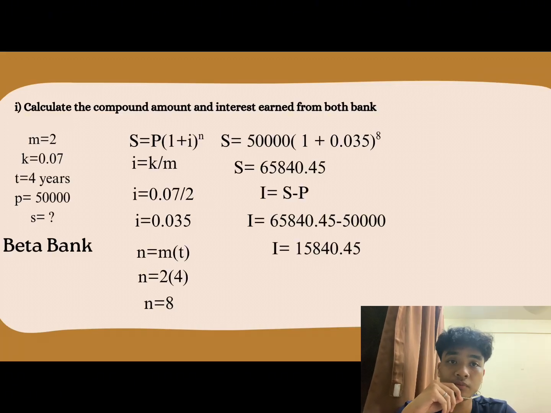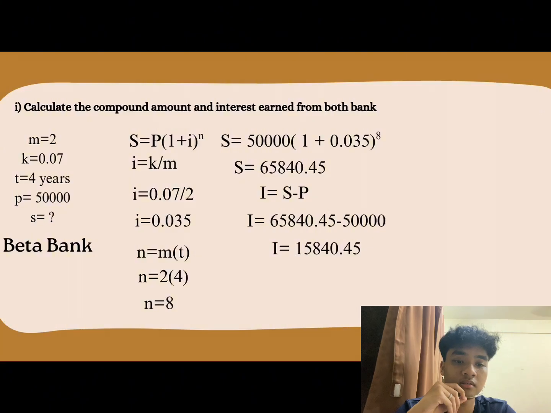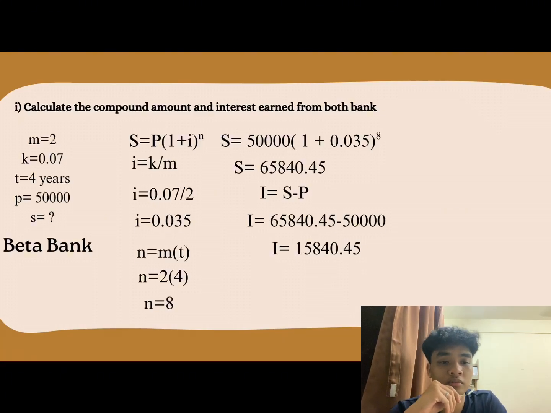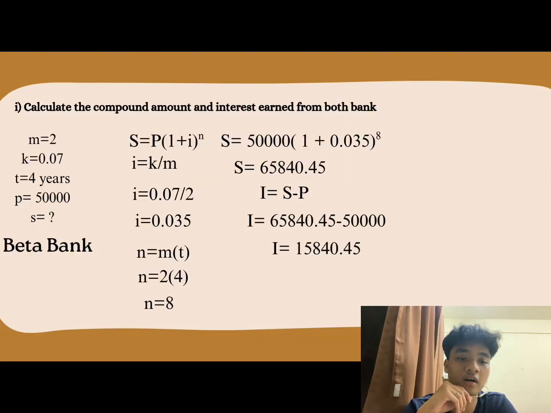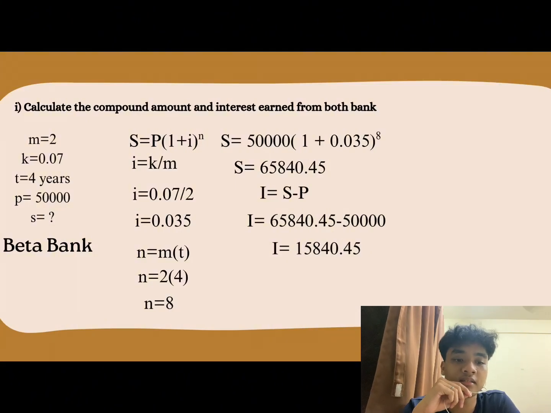For Beta Bank, the same formula for S and our interest. So m equals 2 because it is compounded semi-annually. k is 0.07, t is 4 years, and P is 50,000. So i equals k over m, so we get 0.07 over 2, 0.035 for our i, and our n is 8, 2 multiplied by 4. So, key in the formula. P is 50,000 in bracket 1 plus 0.035 in bracket power of 8, we get 65,840.45, and our I is 15,840.45.